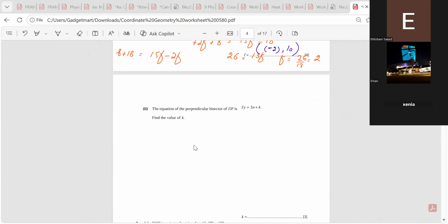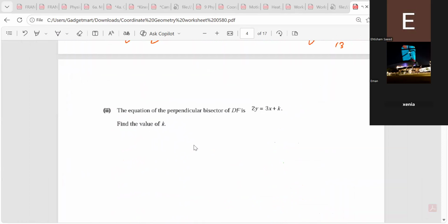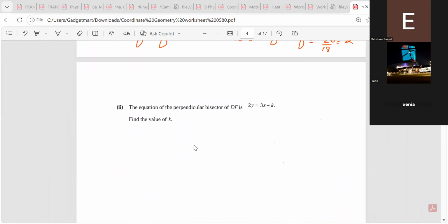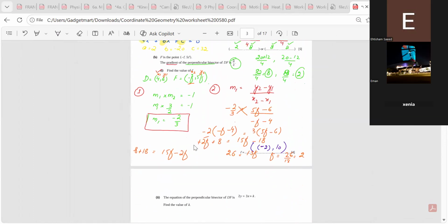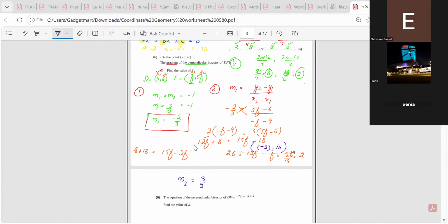Alright जी. यहाँ पे here it is written that equation of the perpendicular bisector of DF is this. Find the value of k. So basically you have to see perpendicular bisector's slope is 3 by 2. So M2 is 3 by 2. I hope it is visible. And the point through which this line is passing, we are not having that point. Okay.